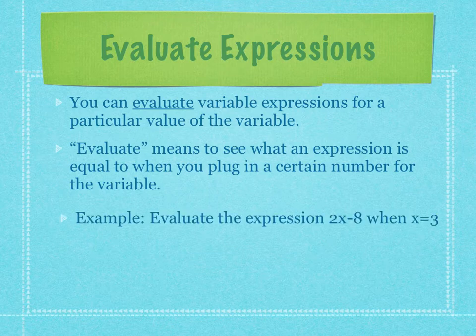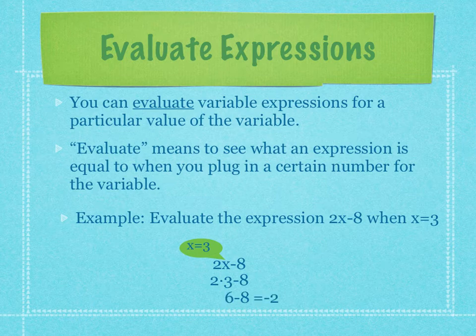So a problem on a test might say, evaluate the expression 2x minus 8 when x equals 3. That means take the expression 2x minus 8 and plug in a 3 where there was an x. Replace the x with a 3. So now that expression becomes 2 times 3 minus 8. Well, 2 times 3 is 6, so this expression simplifies to 6 minus 8, which is equal to negative 2.